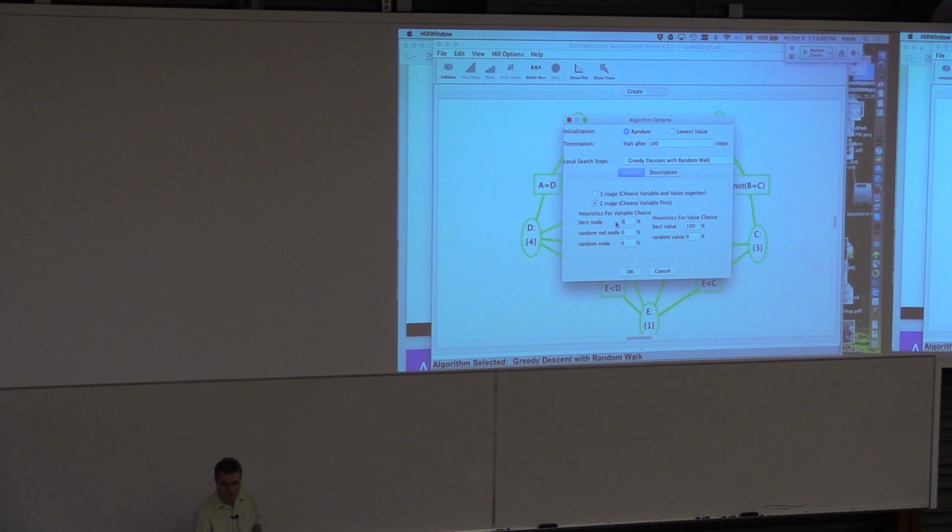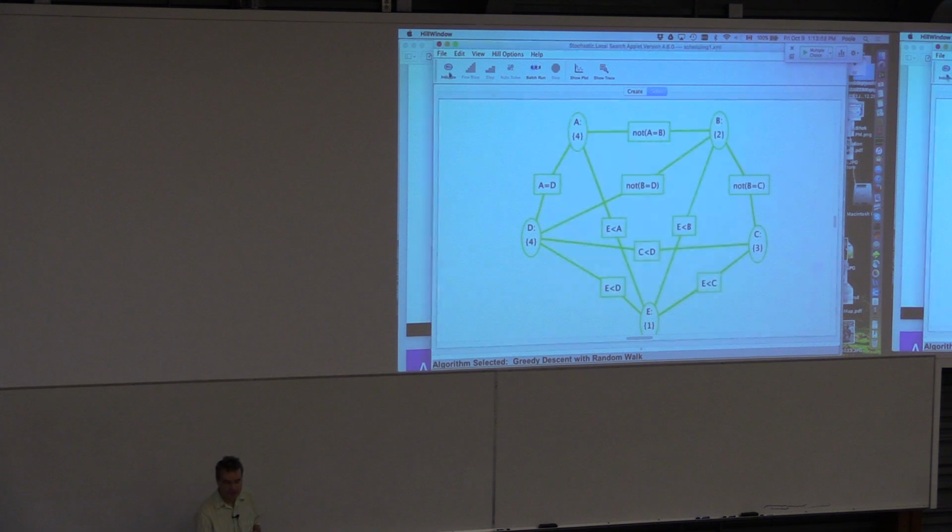So instead of choosing the best node, we're going to choose this node, call it a random red node. We're going to choose a random node, so we're going to initialize it. And now we're going to step: we're just going to pick one of the variables at random and change it to its best value.